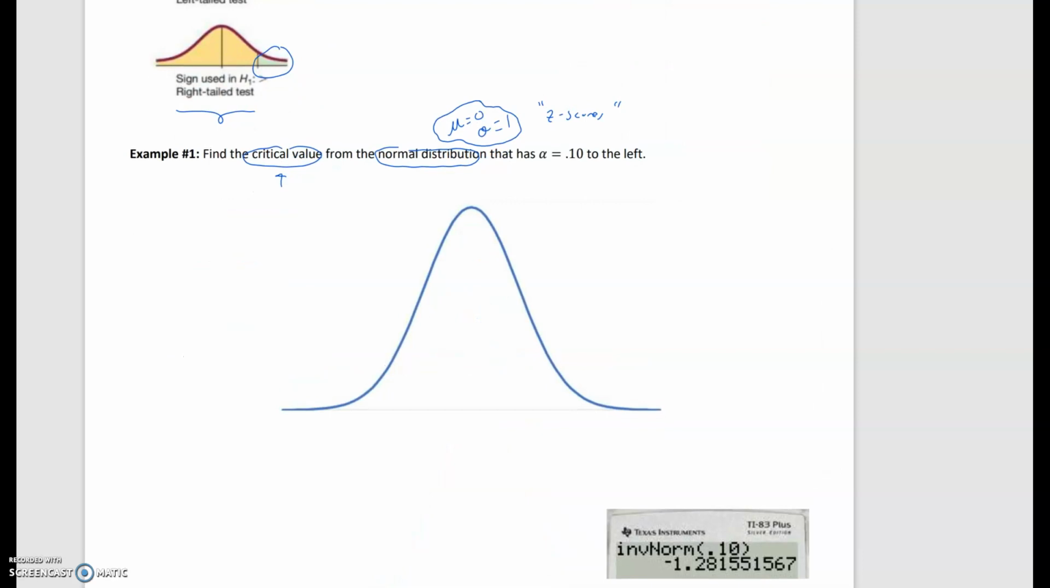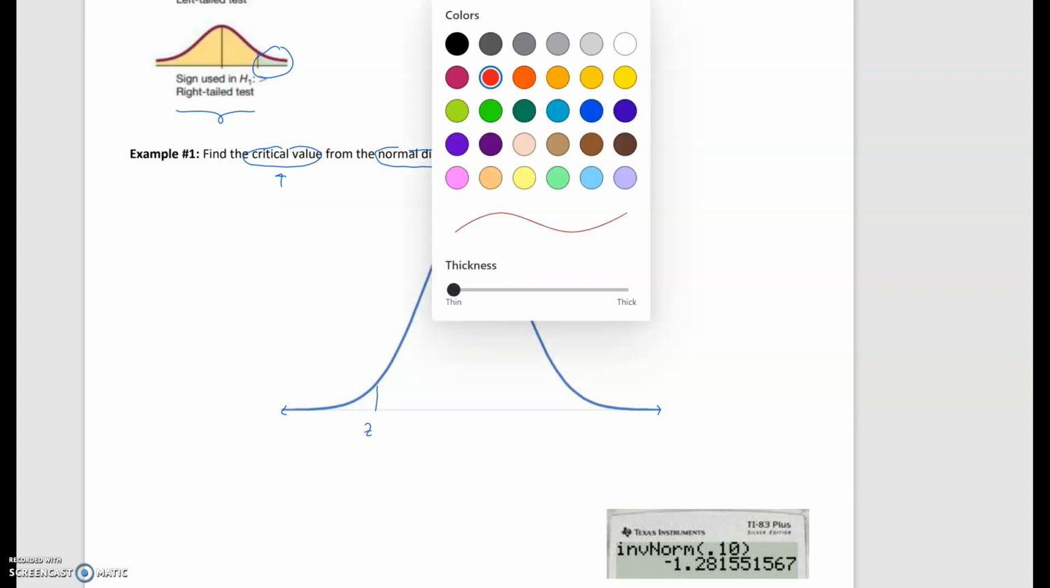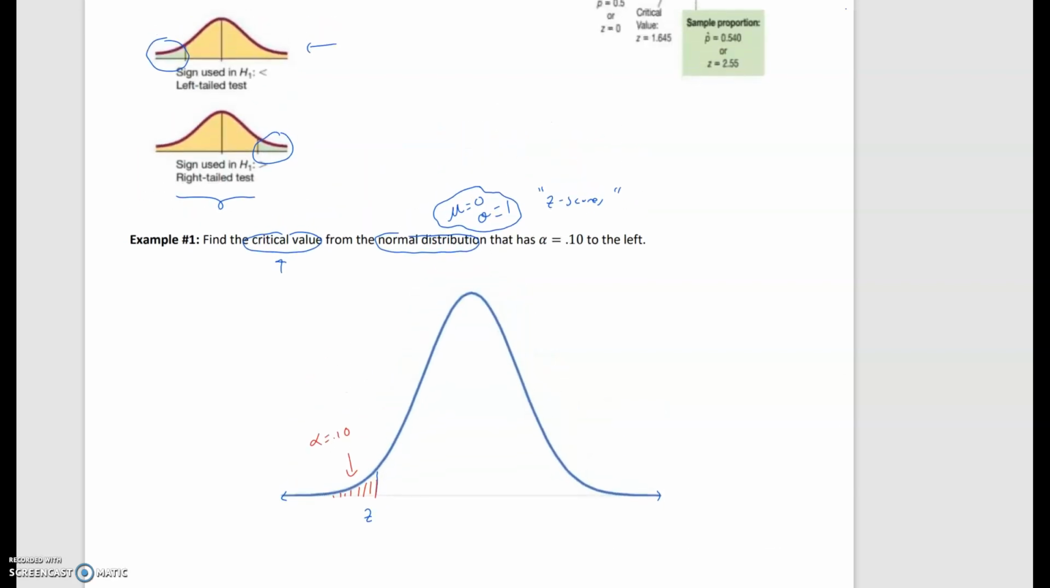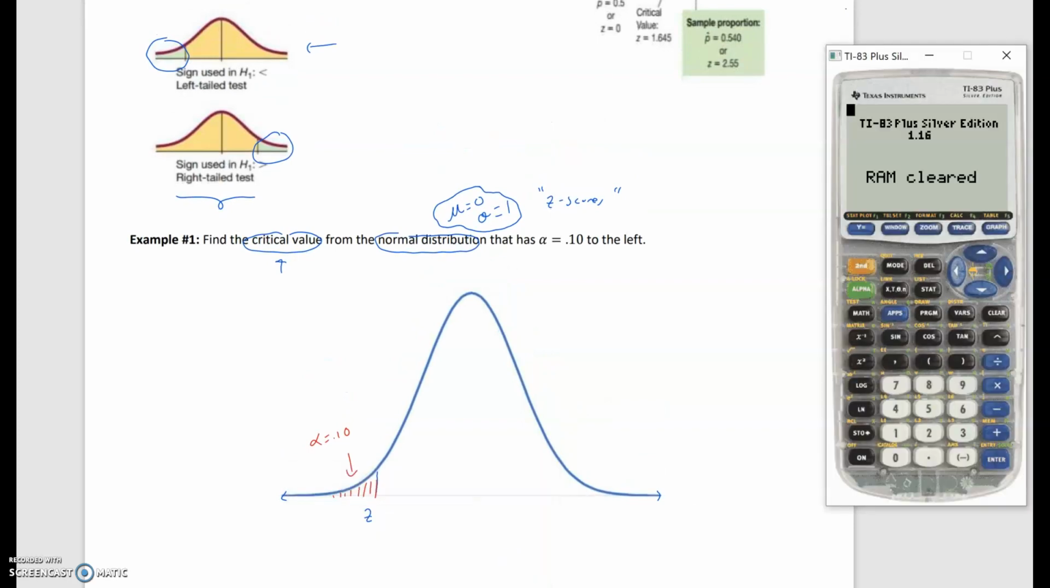And as I positioned the actual critical value, since it has 0.10 area to the left, I'm just going to say that this value here is going to be a z-score. And the area, in this case, let me just try to shade this portion. This portion here is what we're defining as alpha, which is equal to 0.10. Now, I put the code there so we can take a look at it in a minute, but let me just show you how to find this one.